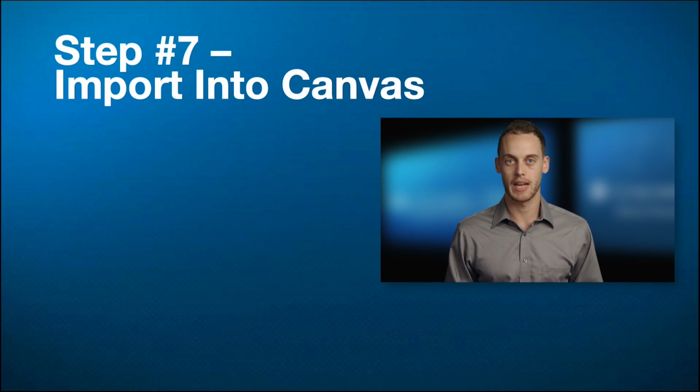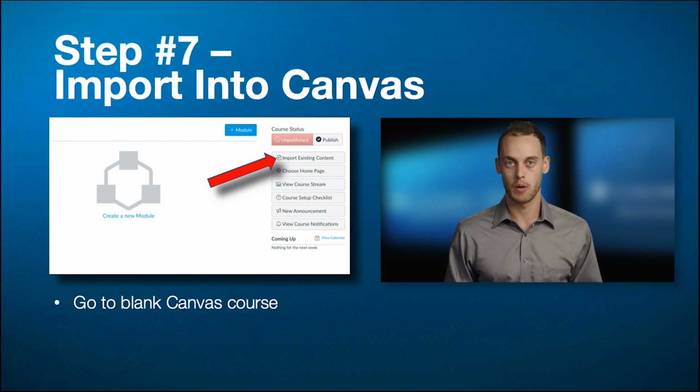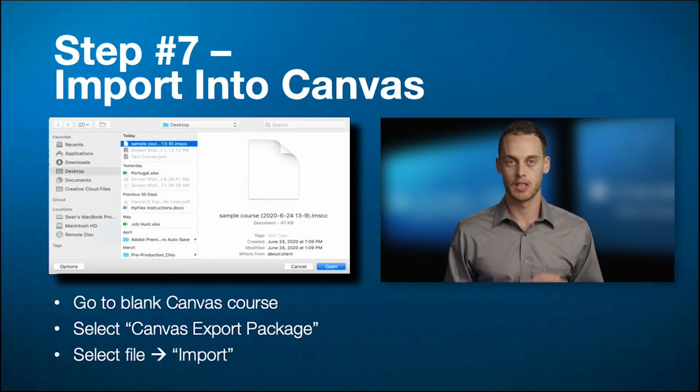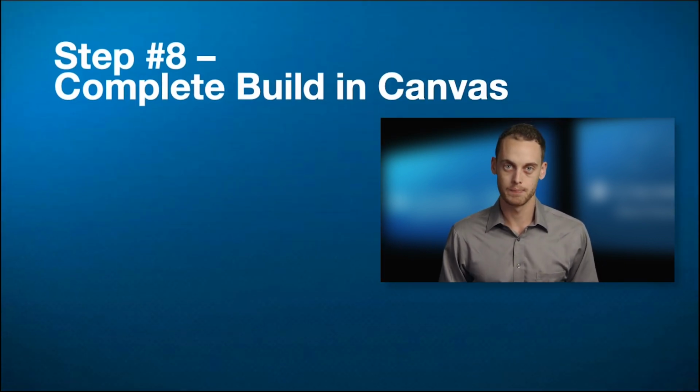For step number 7, we can actually import our file into Canvas. First, we're going to go to that blank Canvas course that we had already copied the URL from, and we're going to go to the home page and go to the section where we're going to import course content. Once we're there, we're going to select Canvas Export Package. We're going to select the specific IMSCC file that we just exported from the Coursebuilder, and then we're going to click the Import button. Once you've done that, you've got the basic build-out already in Canvas, but we can still make a few additional tweaks.